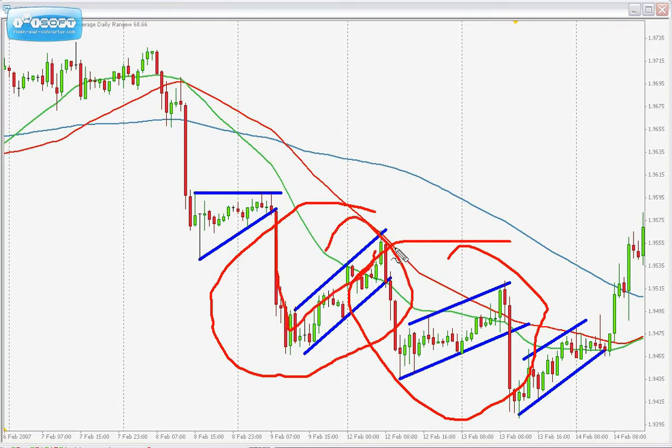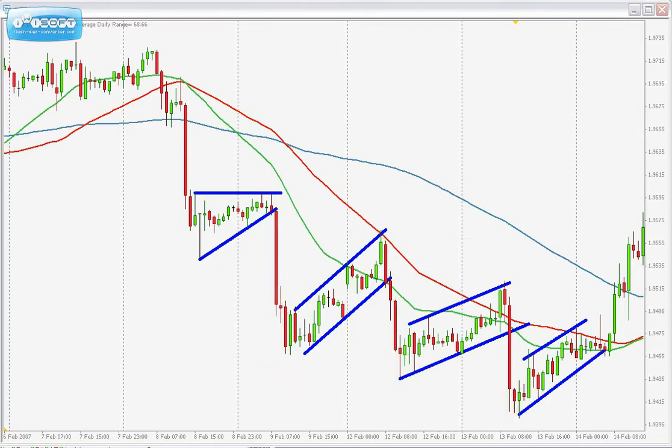That's very nice when you can profit a number of times from the same trend. That's what swing trading, what trend trading is all about. I'm going to show you another example.